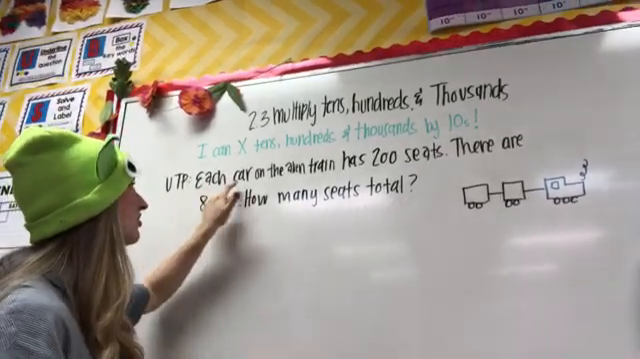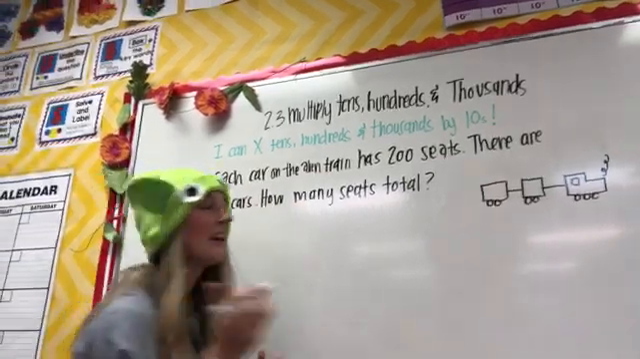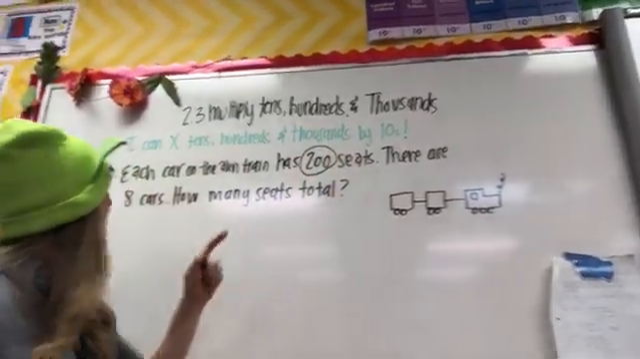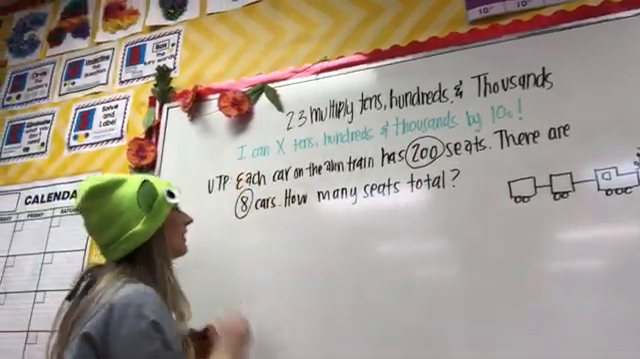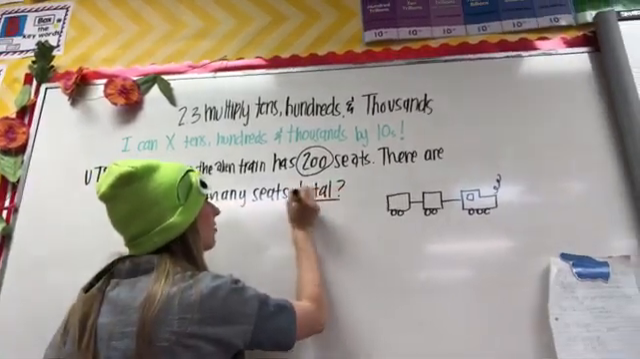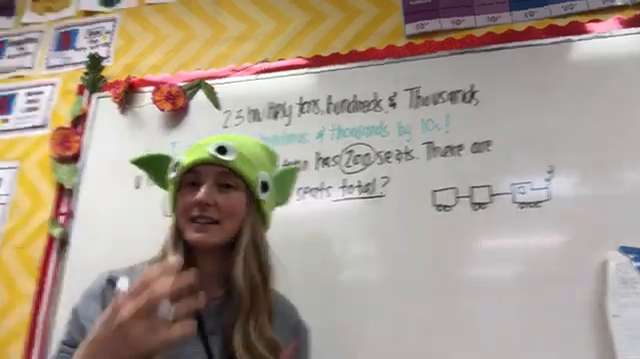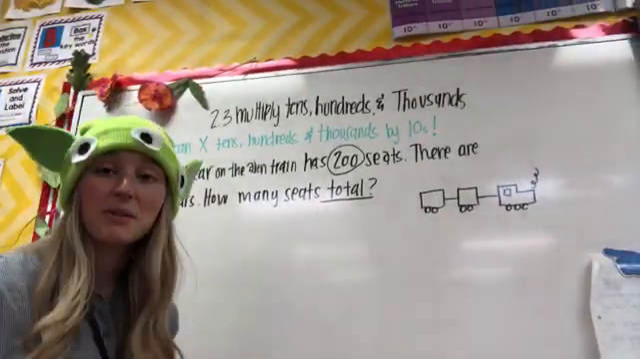So it says, each car on the alien train has 200 seats. Already, I'm going to circle 200. There are 8 cars, okay? Let's circle 8. How many seats total? So when we say total, that can mean a lot of things. Lots of times addition, lots of times multiplication. But we know today that we are multiplying.